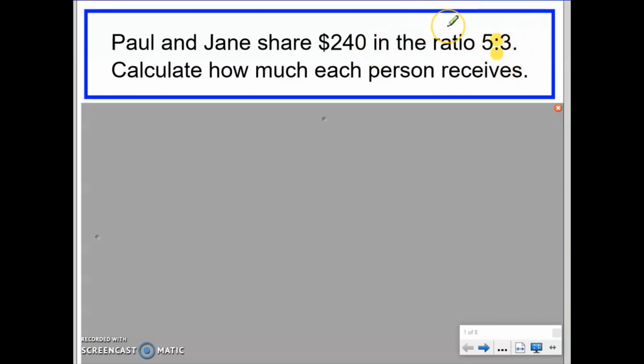Let's look at this first typical question. Paul and Jane share $240 in the ratio 5 to 3. Calculate how much each person receives.